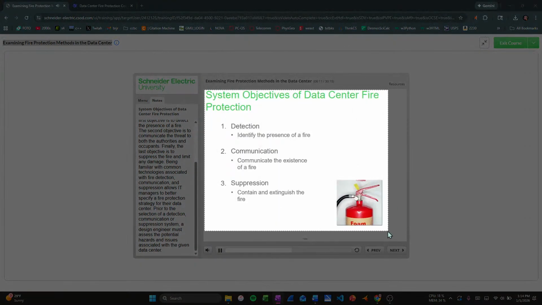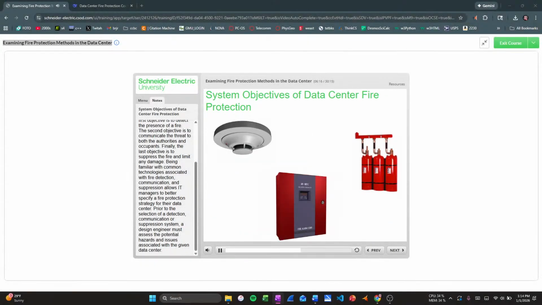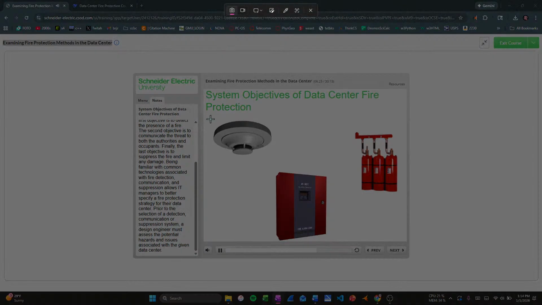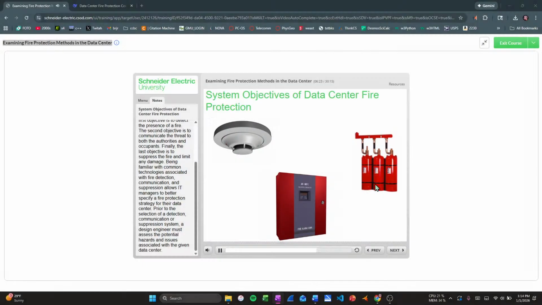Being familiar with common technologies associated with fire detection, communication, and suppression allows IT managers to better specify a fire protection strategy for their data center. Prior to the selection of a detection, communication, or suppression system, a design engineer must assess the potential hazards and issues associated with the given data center.